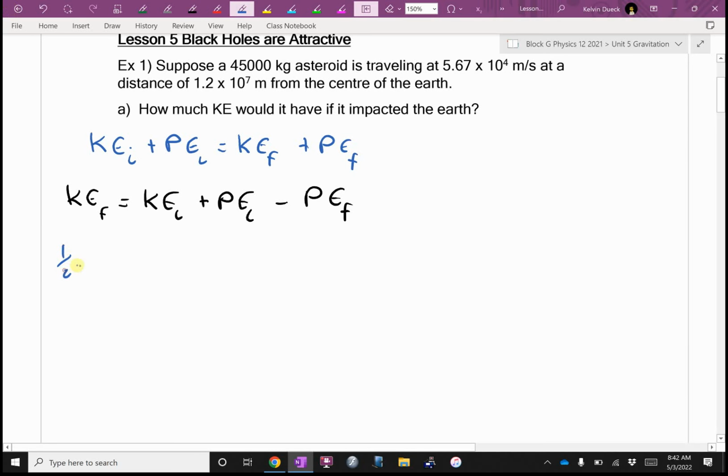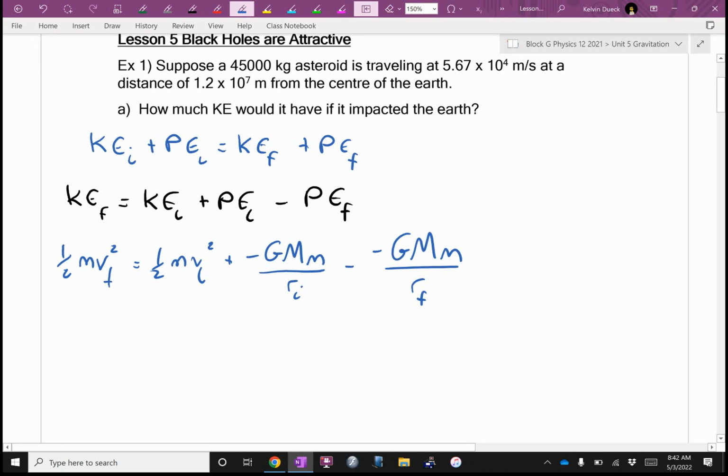It's going to be a half little m V final squared equals a half little m V initial squared plus negative big G big M little m over R initial minus negative big G big M little m over R final. I got a minus in the middle there, which is a plus. Oh, will the mass of the asteroid affect its speed? No. It will affect how much.